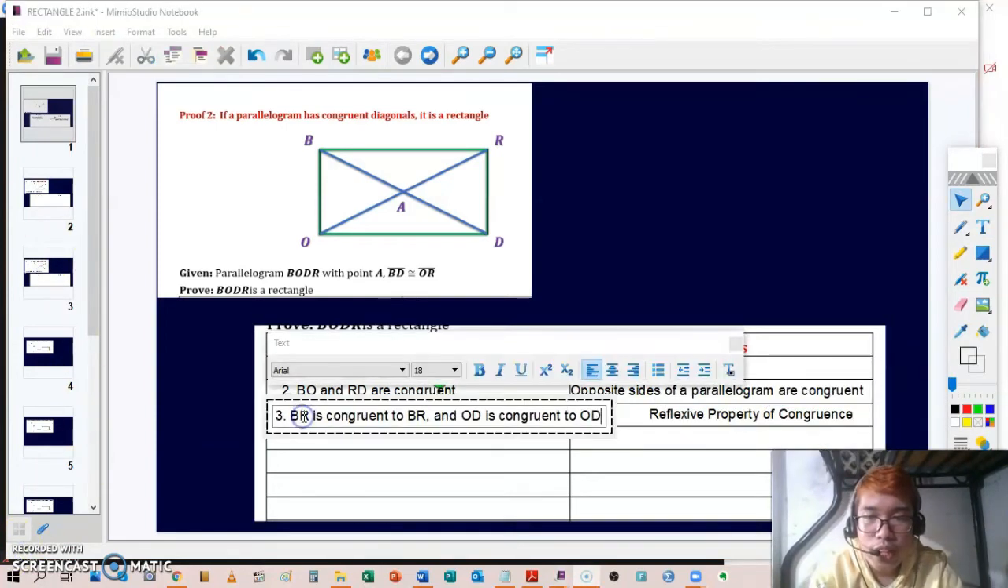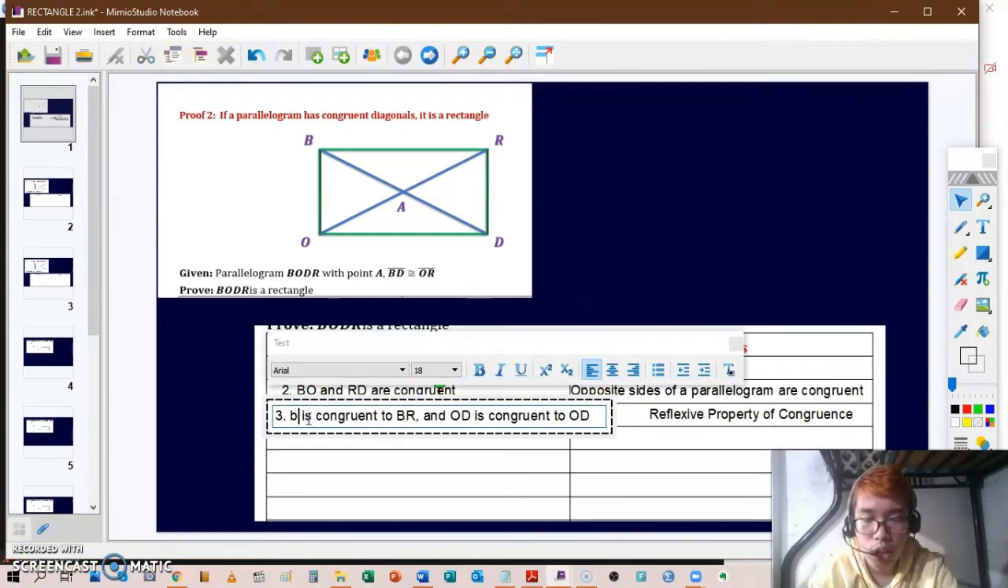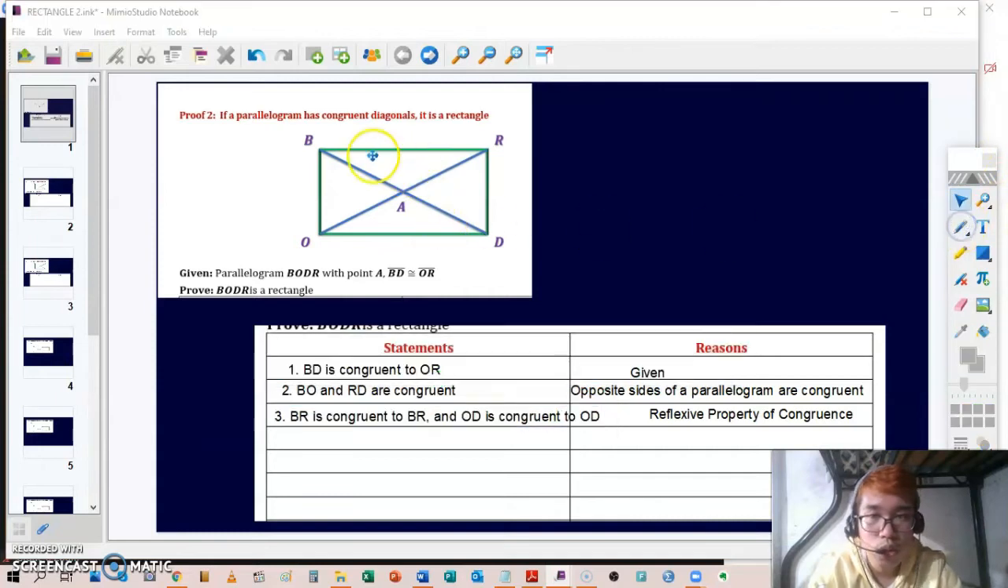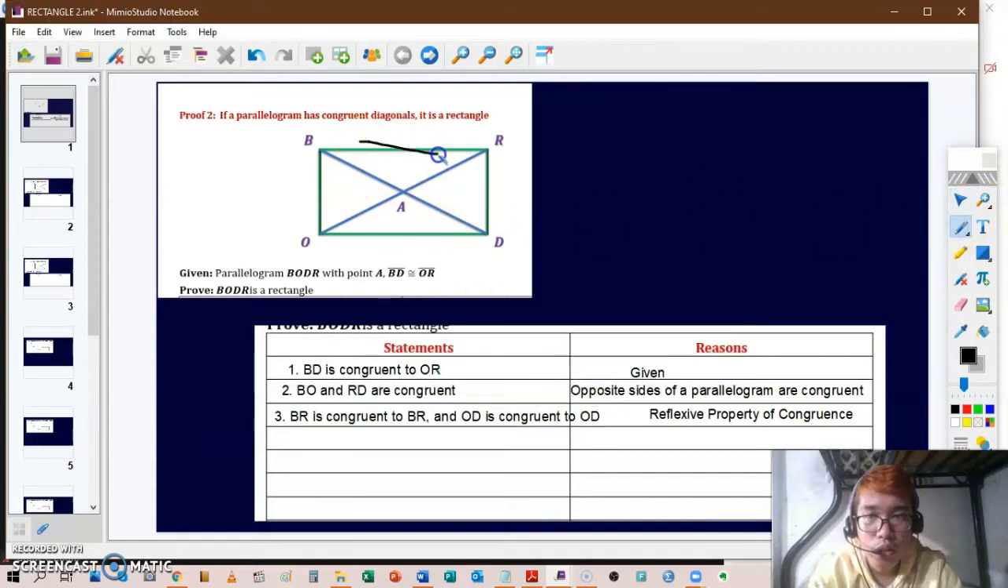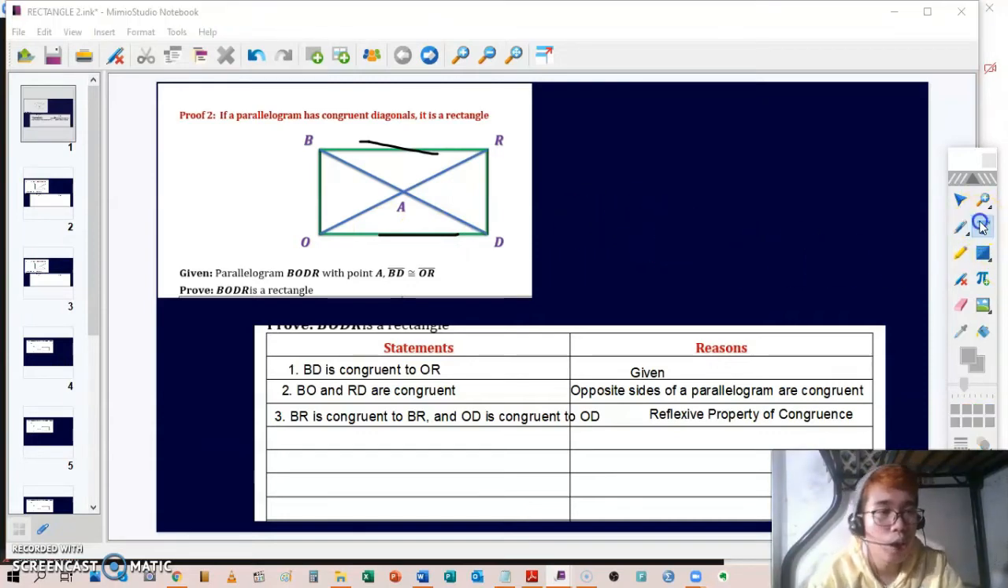Okay, so let's change that. From BO, we change that to BR. So BR is congruent to BR. The top side and also the bottom side are congruent to themselves. So BR is congruent to BR and OD is congruent to OD using the reflexive property of congruence.